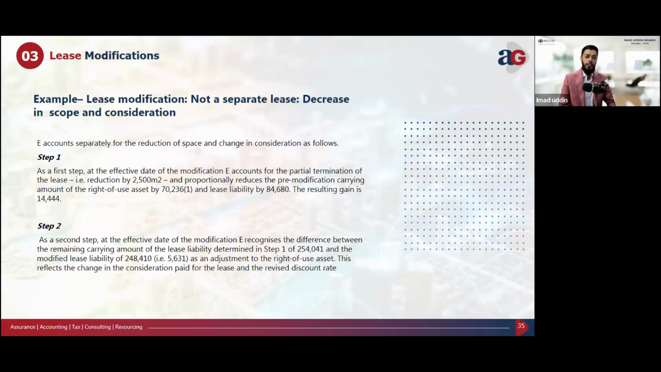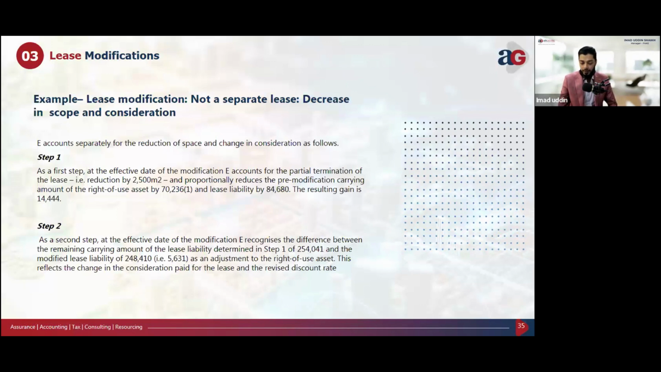However, we need to have this liability at the amount which reflects the future lease payments and the updated discount rate. So that's what we would do now. We would remeasure the lease liability just as we did for an increase in the scope that was not a separate lease. We come up with the present value of all the cash payments that are in the future, and the amount was 248. Now, after reducing the liability by 84,000, we have 254,000, and now we have to bring it to 248. So any difference, which is 5,631, would be an adjustment to both the right of use asset as well as the lease liability.